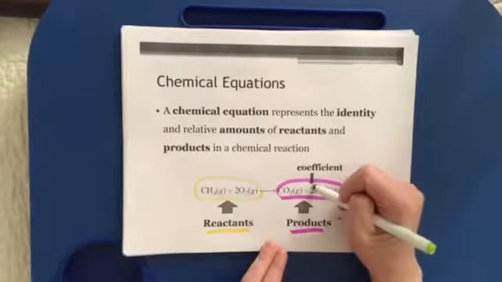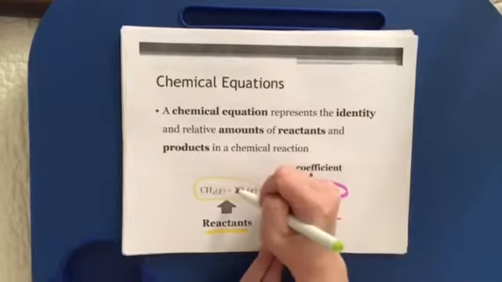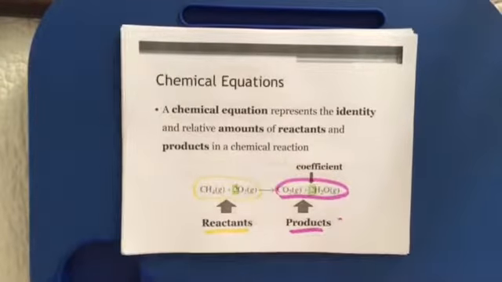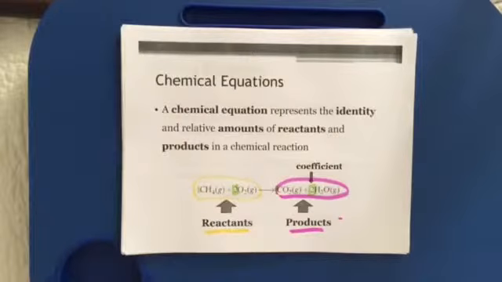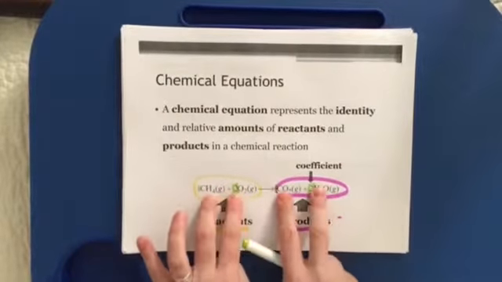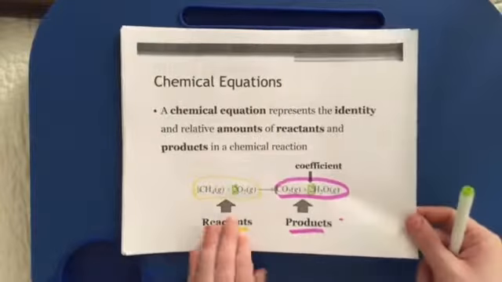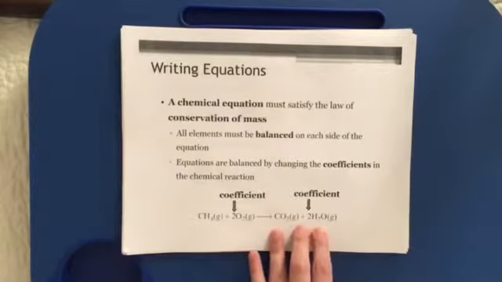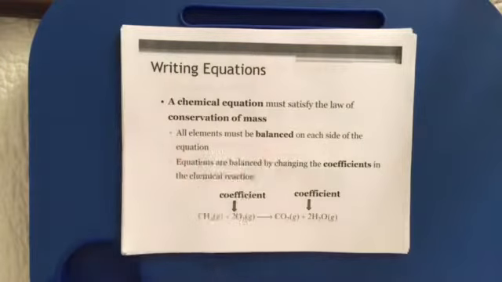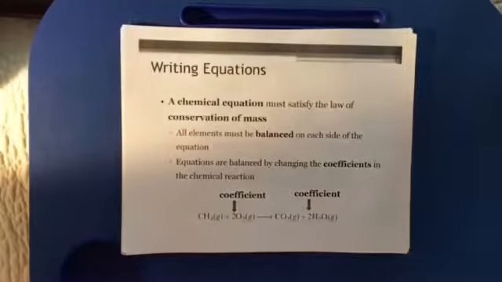The numbers in front of the substances are called coefficients, and these are what we use to balance equations. If there is no coefficient, we just understand it as being a 1. So we've got reactants, products, we've got our elements, and then we've got coefficients that balance it. So a chemical equation must satisfy the conservation of mass. And so that means that whatever you start out with, you have to end up with that. And so that means that all of these elements must be balanced on each side of the equation.